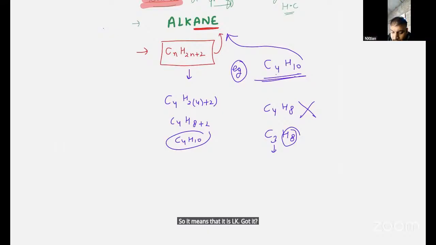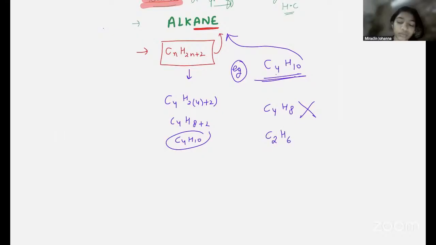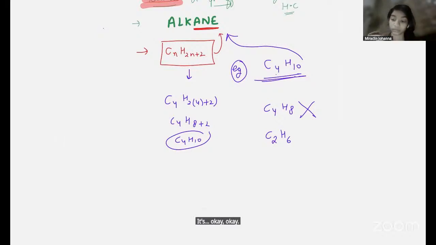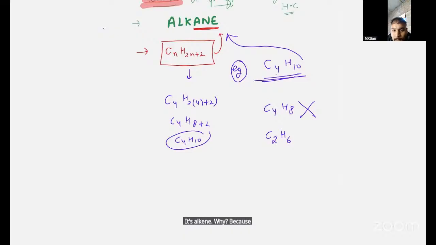One more example I will take. If I write C2H6, Miracle, tell me. Now 2 is the carbon atom. Yes, it's an alkane. Why? Because 2 into 2 is 4, plus 2 is 6. Hence it is satisfying. So this is an alkane.